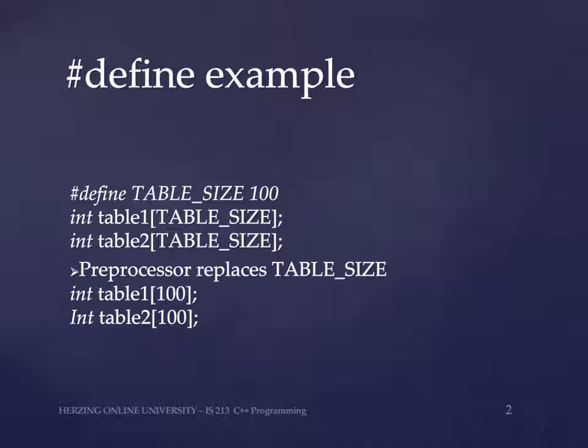Define directive example. In this example we have the define directive table size 100, and you can see how each of the variables was defined using this directive as integers. And so after the preprocessor, it has replaced the table size, in this case replaced it with 100 in both tables.